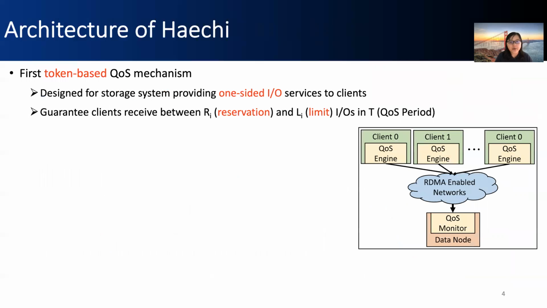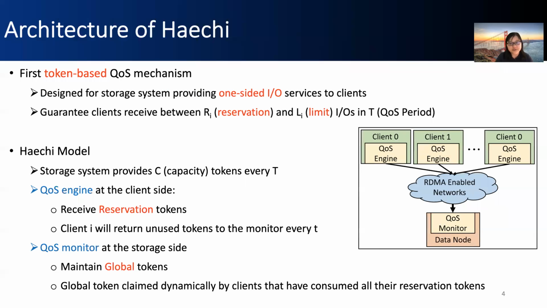In this paper, we designed the first one-sided QoS mechanism called Haechi. Haechi is a token-based mechanism. It guarantees a client with sufficient backlog to process no less than the reservation and no more than the limit number of IOs in one QoS period. The total number of tokens in one period is estimated from the estimated capacity of the system. All the tokens are divided into reservation tokens and global tokens.